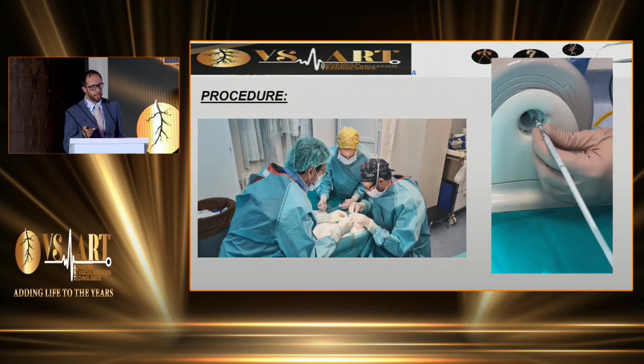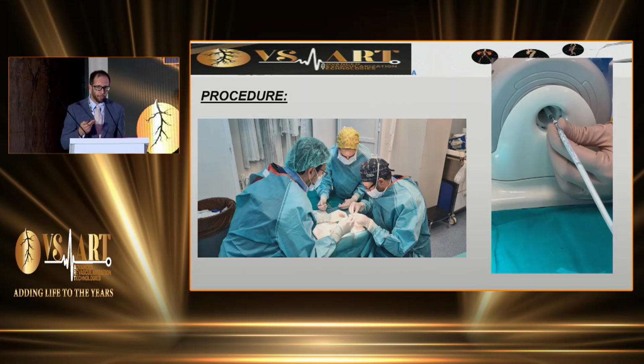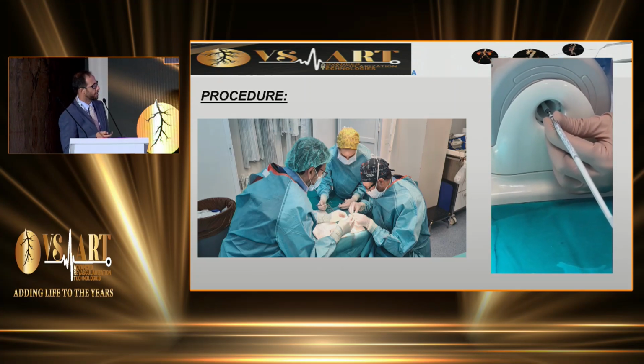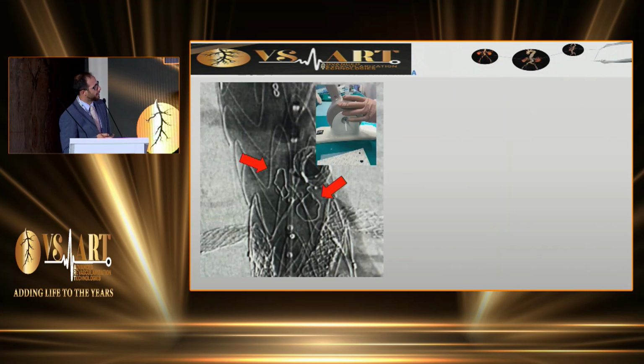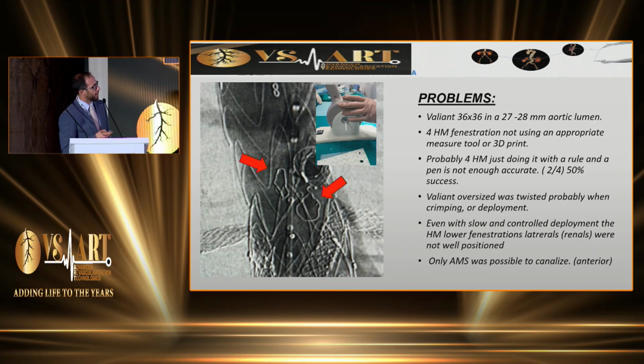For 1-2 fenestrations it's quite easy, but when you do 4 fenestrations, it's more complicated. And this is what happens sometimes when we do this kind of procedures. Here you can see the problem, and probably the oversizing was too much. 2 of the fenestrations were okay, the celiac and the superior mesenteric, but the renal fenestrations, look how they are looking. And it's something very complicated to solve during the procedure.